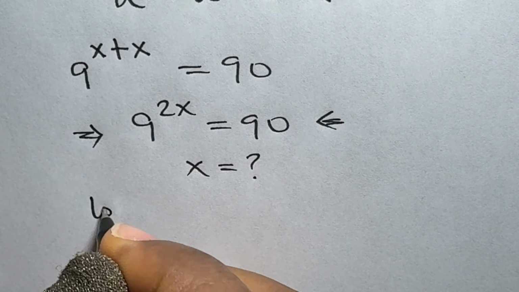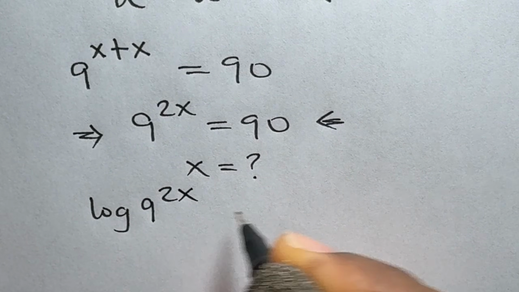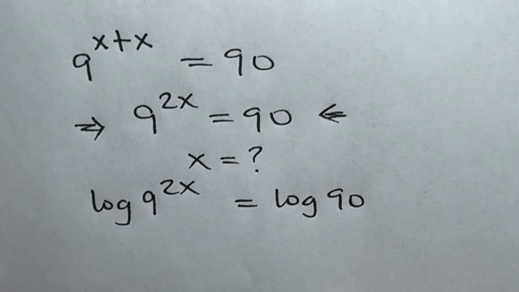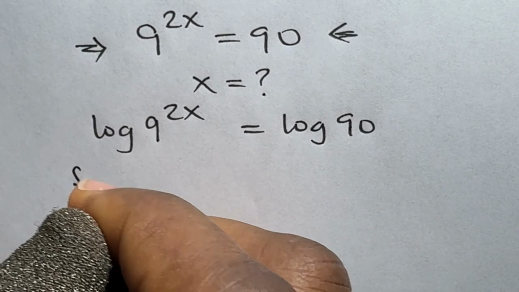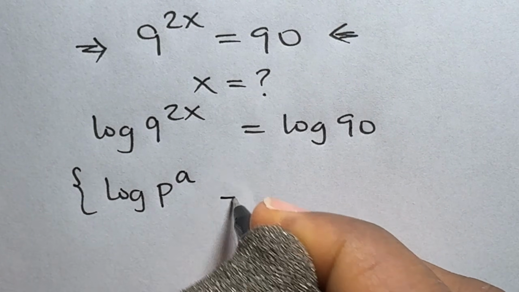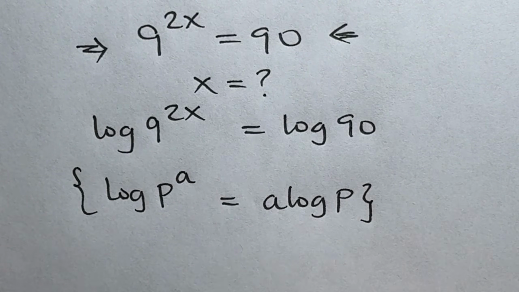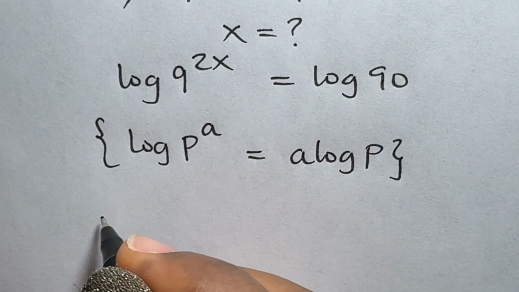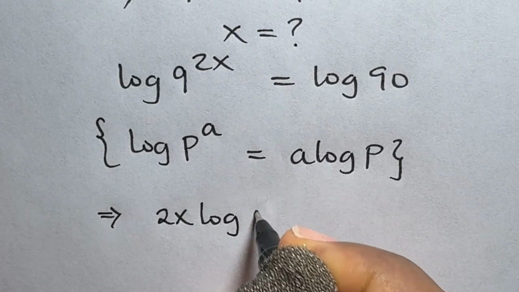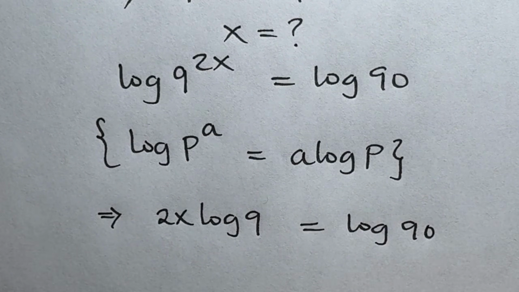I'm going to take the logarithm of both sides of this equation. Log 9 raised to power 2x is equal to log 90. By logarithm, log p raised to power a will give us a log p. So this equation becomes 2x log 9 is equal to log 90.